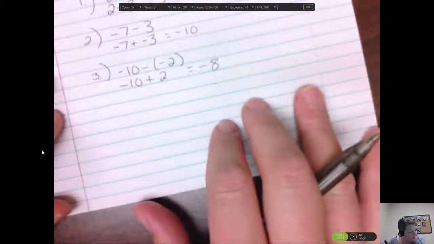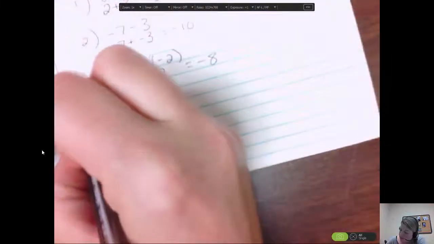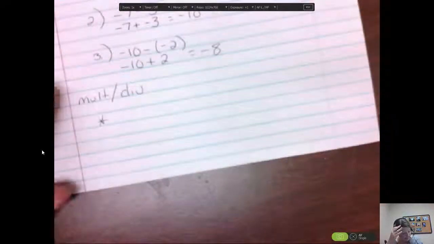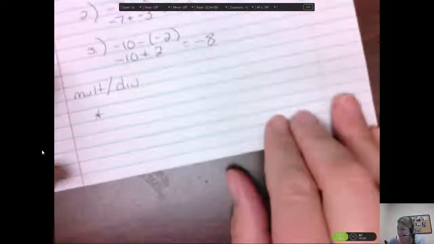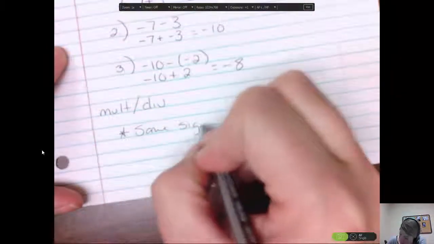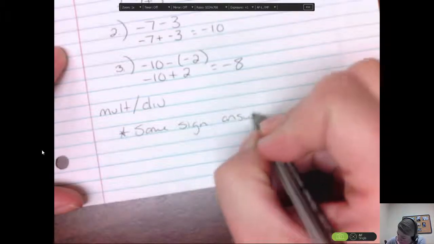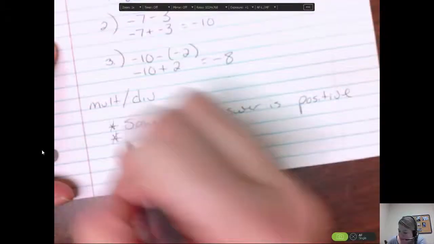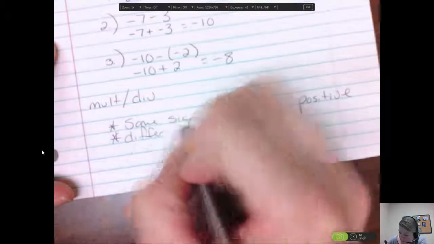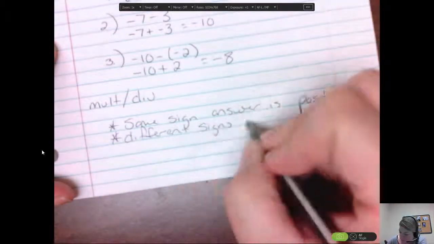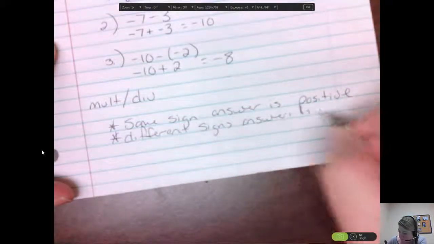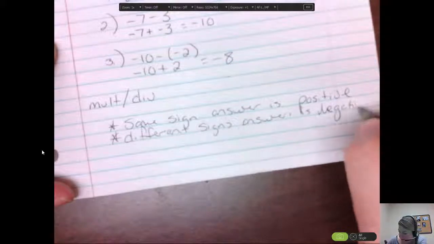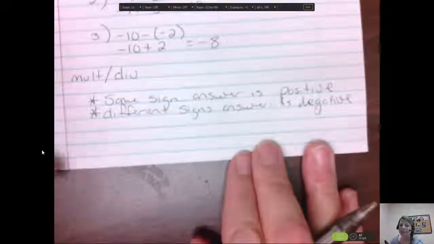So let's see. Multiplication and division. So you got to remember for multiplication and division both that if they're the same sign, if they're both negative, then it's going to be a positive. So same sign, the answer is positive. Okay, different signs, the answer is negative. So same sign, answer is positive, different sign, answer is negative.